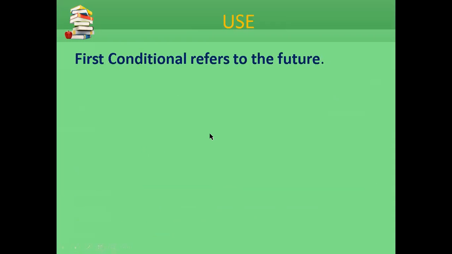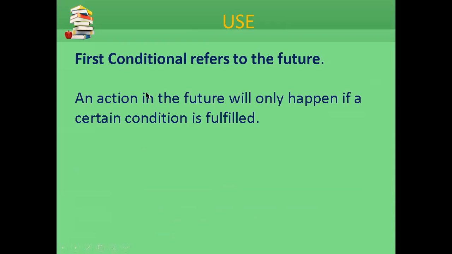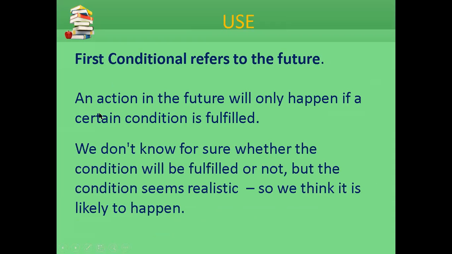Look at the following examples. And here we have a short description. An action in the future will only happen if a certain condition is fulfilled. So we don't know for sure whether the condition will be fulfilled or not, but the condition seems realistic. So we think it's likely to happen. So remember, as I was mentioning, when you use this first conditional, you're thinking about something that will or will not happen in the future that you expect to happen, right? Let's see.